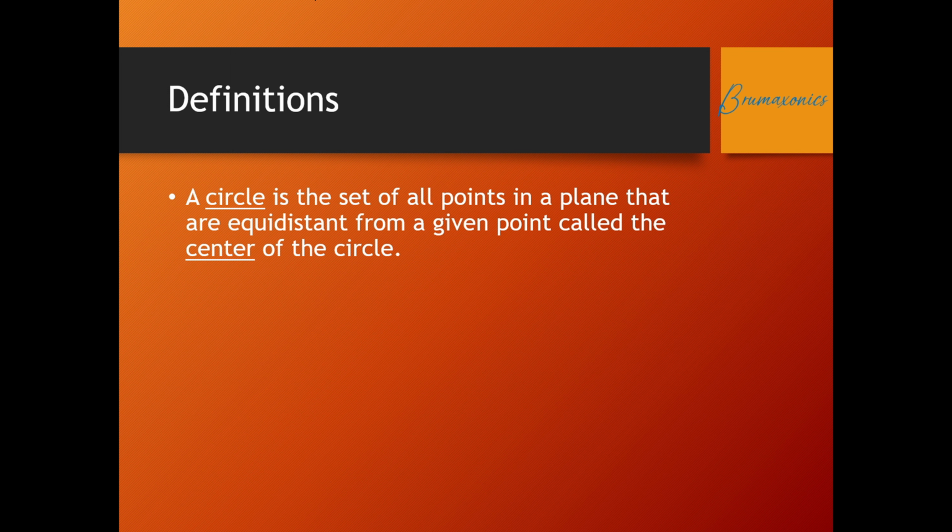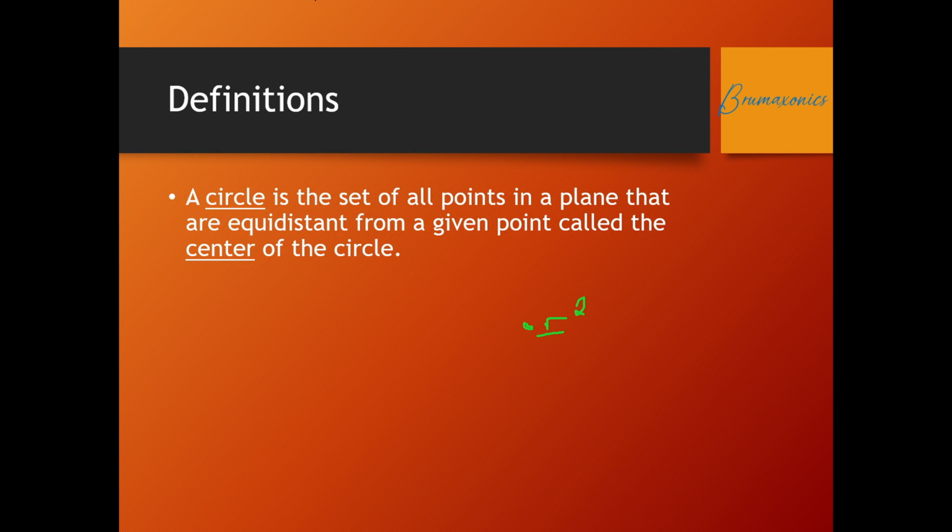So a circle is a set of all points in a plane that are equidistant from a given point called the center of the circle. Most of the time you'll find that we call that the radius, so that will be r, and the diameter as 2r, right?